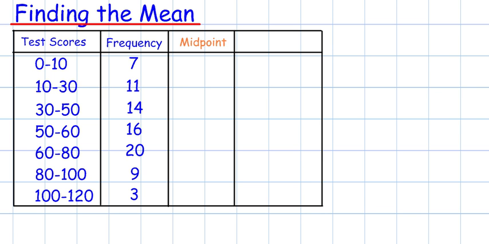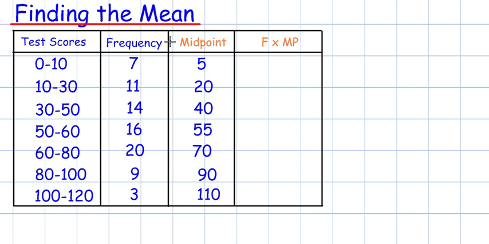And then we're going to multiply these two together, the frequency and the midpoint. So you can remember mean, midpoint, and multiply. I need to find the midpoint between 0 and 10, which is 5. Between 10 and 30 is 20. Between 30 and 50 is 40. Between 50 and 60 is 55. Between 60 and 80 is 70. Between 80 and 100 is 90. And between 100 and 120 is 110.